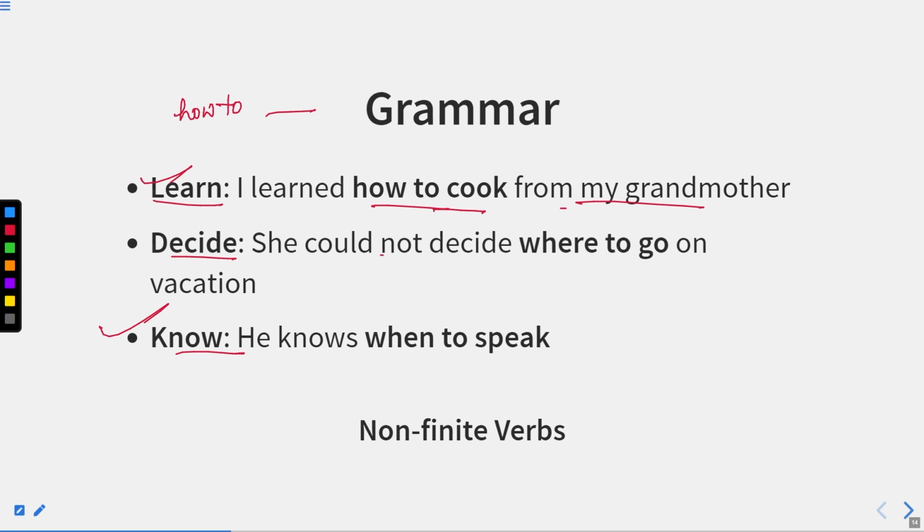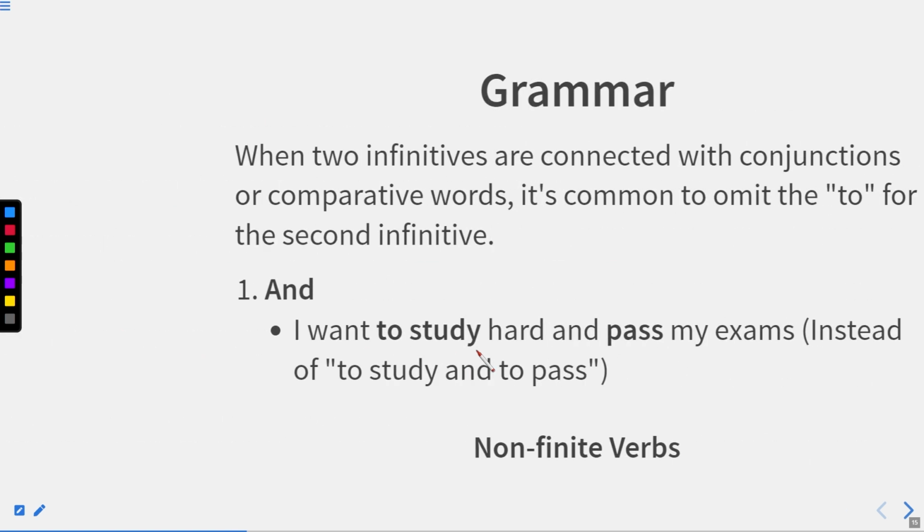She could not decide where to go on vacation. He knows when to speak. He knows how to swim. So these are the structures. Whenever we have such verbs, we necessarily require a question word to complete that particular infinitive structure. Now let us move to the next one.